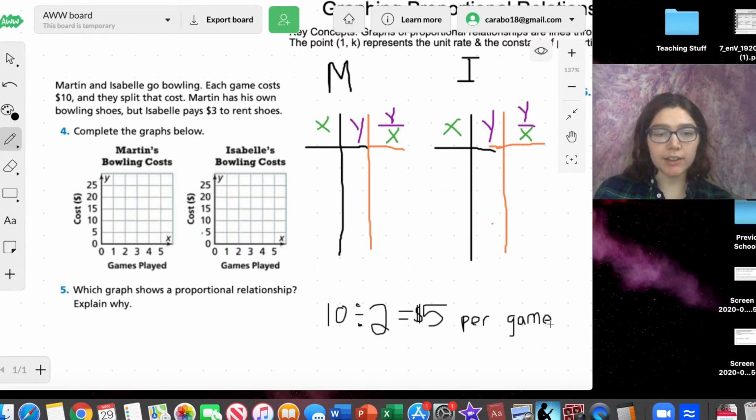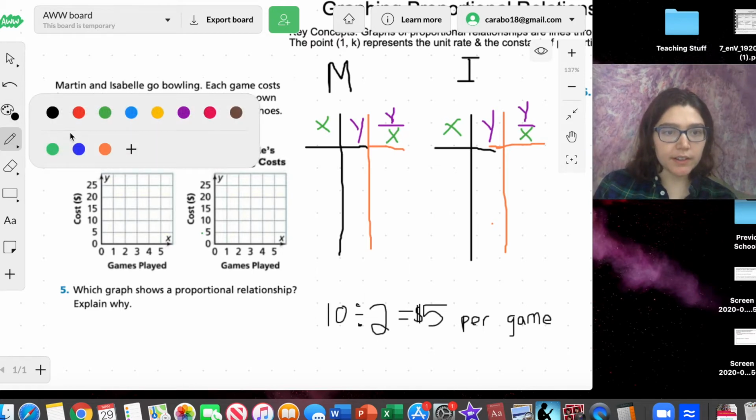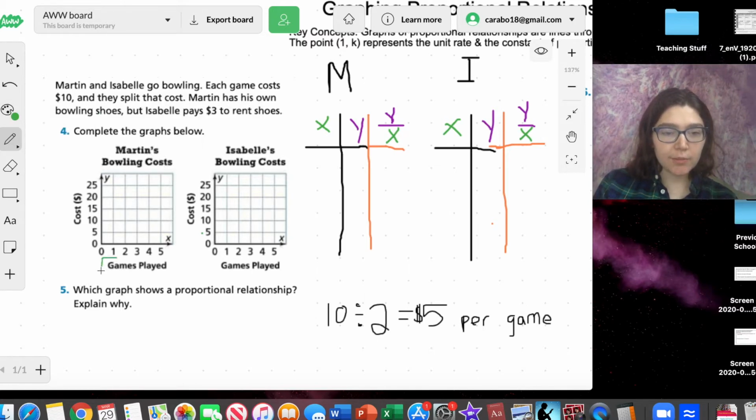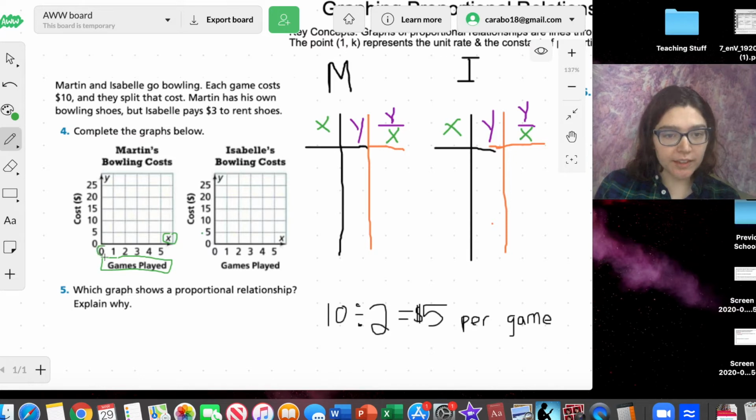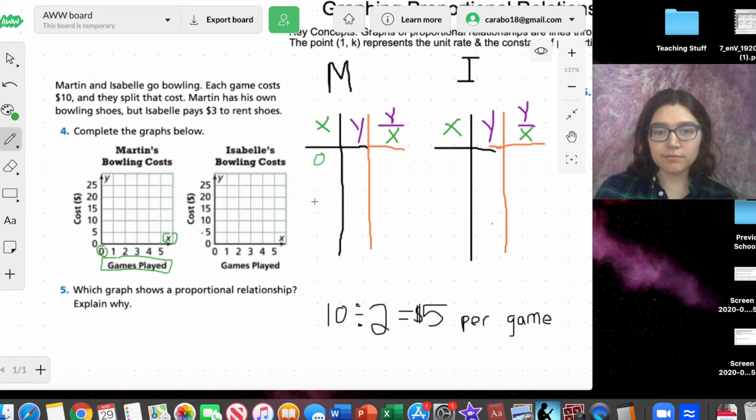Every game costs $5. Let's notice here that games played, this is on my x-axis, right? My horizontal axis, that's my x-axis. So all these values, 0, 1, 2, 3, 4, 5, those are x values. Okay, so if I have this x value of 0, that means that Martin played 0 games. How much is Martin paying? Well, then it's going to cost him no money, right? So that would mean that he would have this y value also of 0.